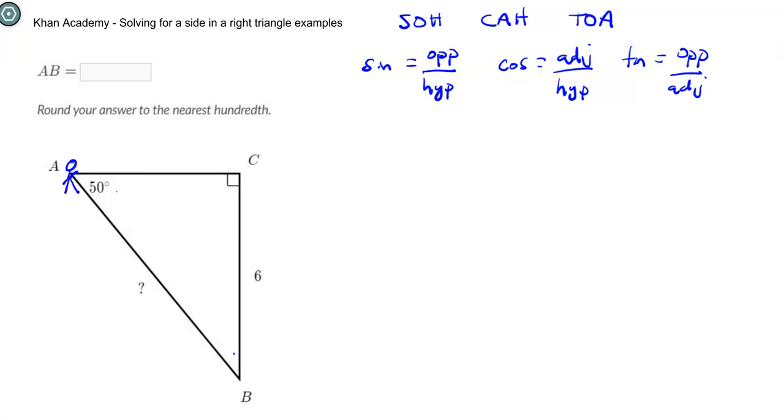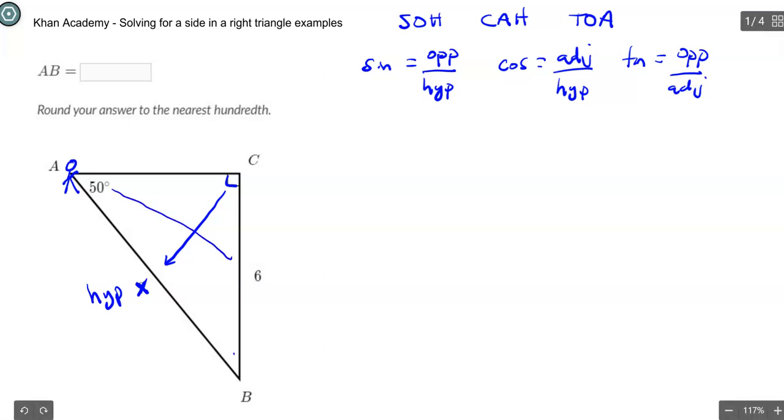From that, I can label the three sides. Always across from the 90 degrees, that side is the hypotenuse, and that's what we're after. I'm going to call it X. And then the other side that they give me, across from the 50, that's opposite of me, that's the 6. So the two sides that we have are hypotenuse and opposite. We need this side, we have this side.